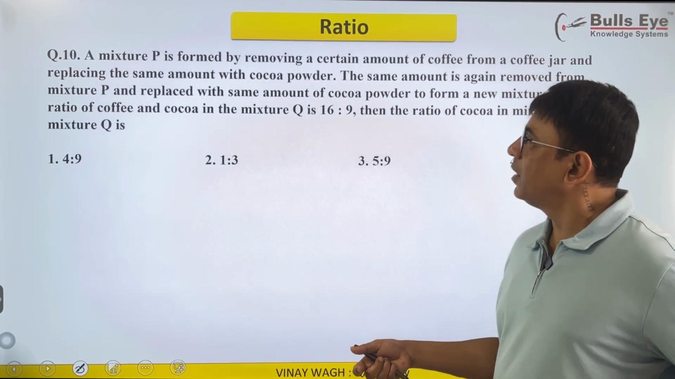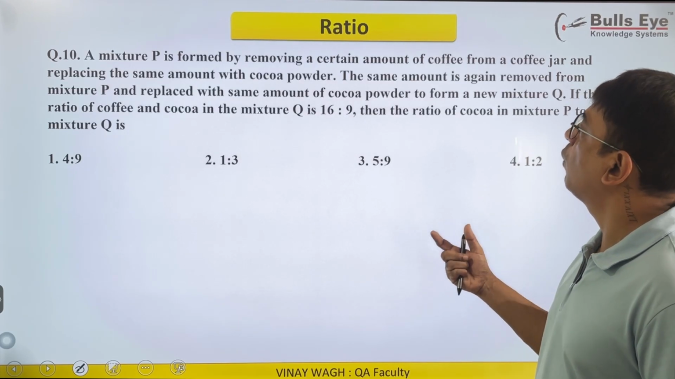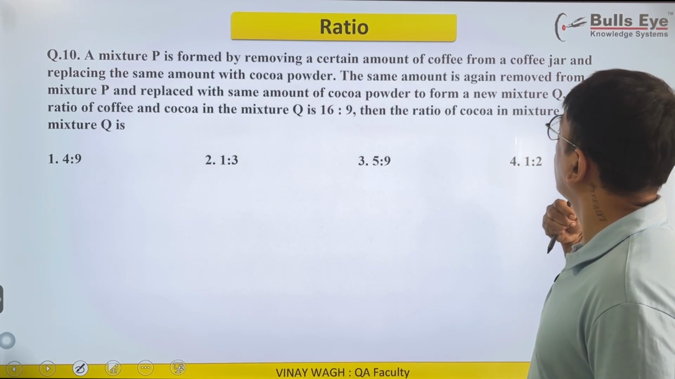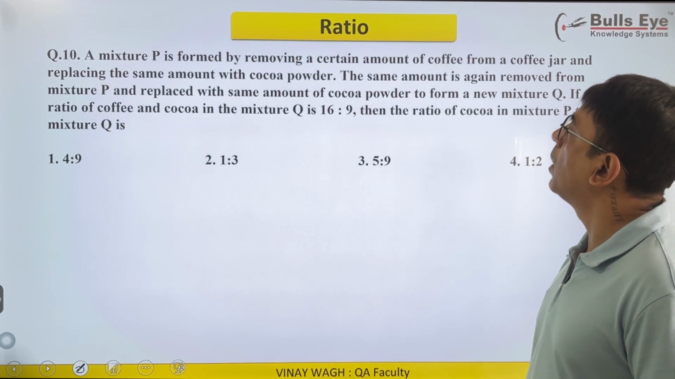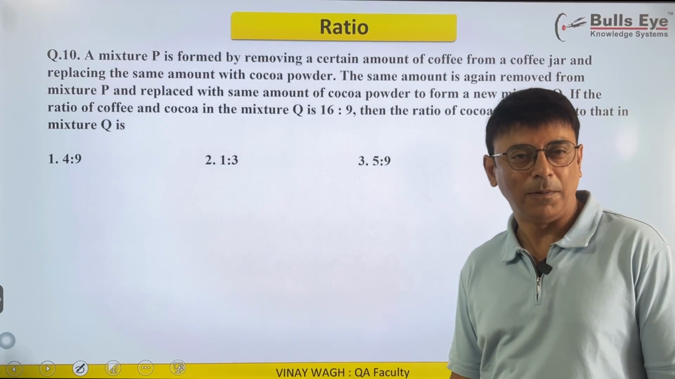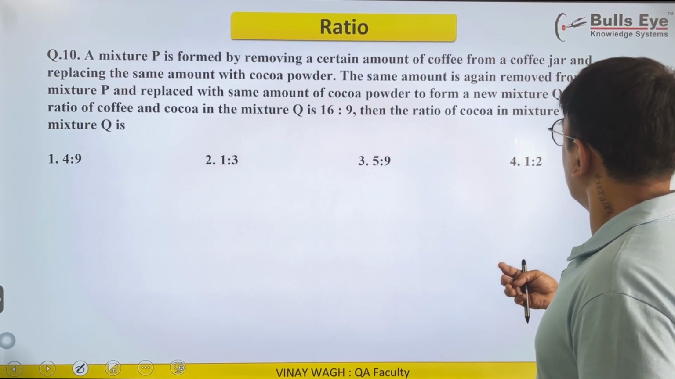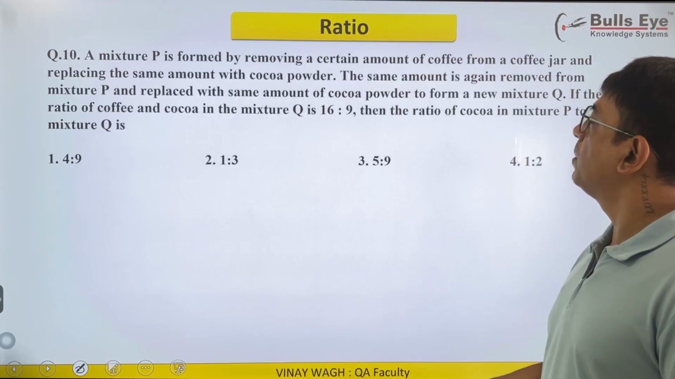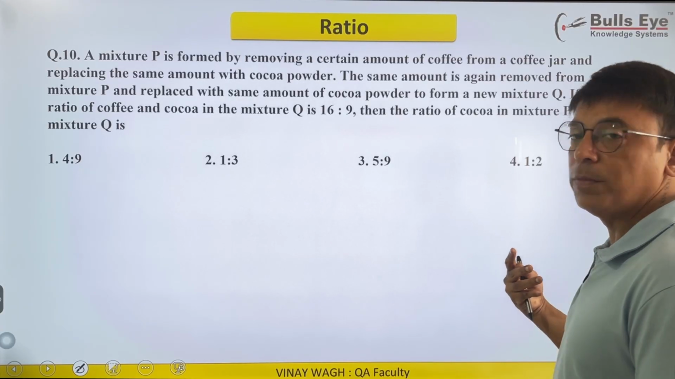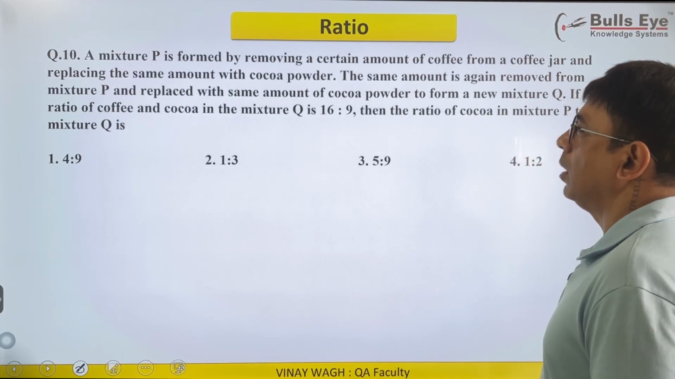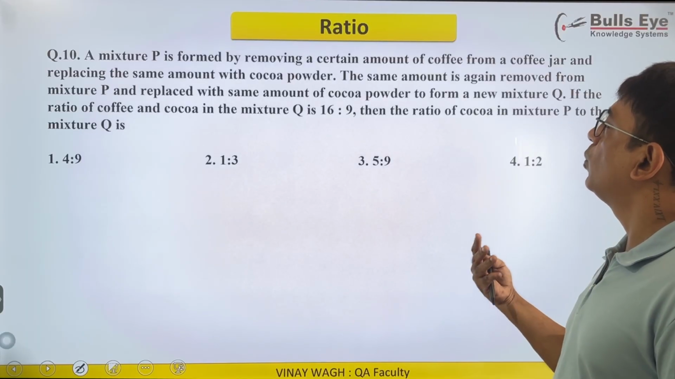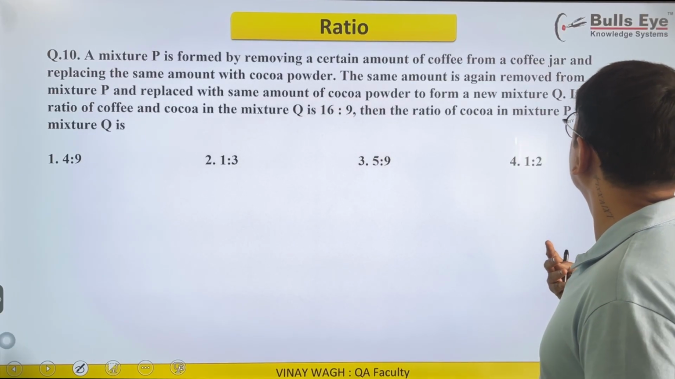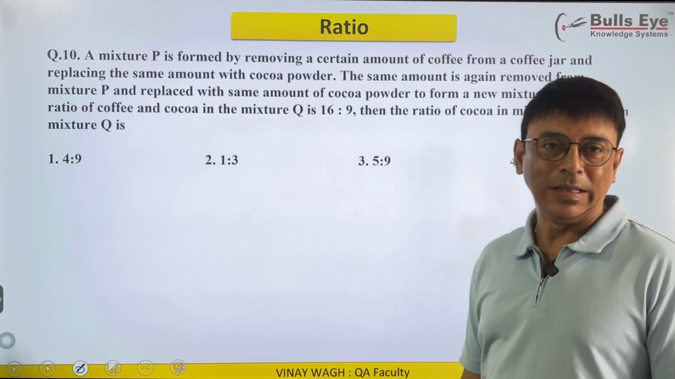The last question for the day: there's a mixture P and it is formed by removing a certain amount of coffee from a coffee jar and then replacing the same amount with cocoa powder. Again, a replacement and removal question. The same amount is again removed from mixture P and replaced with the same amount of cocoa powder to form a new mixture Q. If the ratio of coffee and cocoa in the mixture Q is 16:9, then the ratio of cocoa in mixture P to that in Q is?